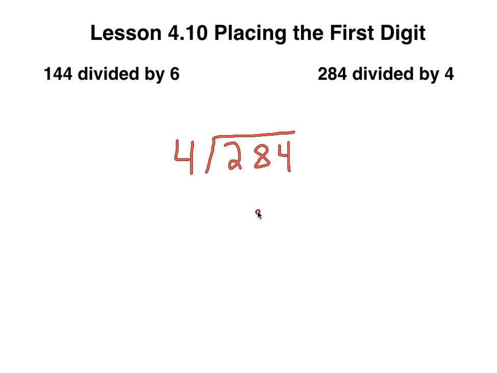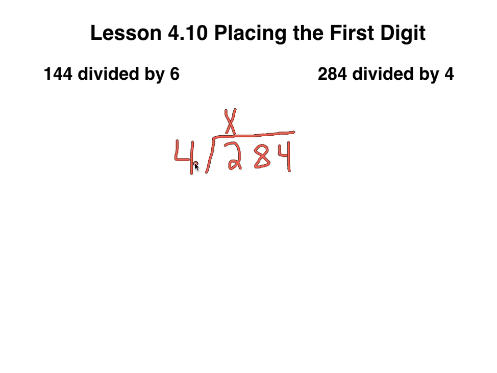Yes, I like it. Now, remember our rules. 4 wants to get in the house. So the first number that tries to let him in is 2. But the rule is the number inside the house has to be more than the number outside the house. So 2 cannot answer the door because he's less than 4. So we put an X up here. And now we go to 28. 28 can do it. But the question is, how many times?